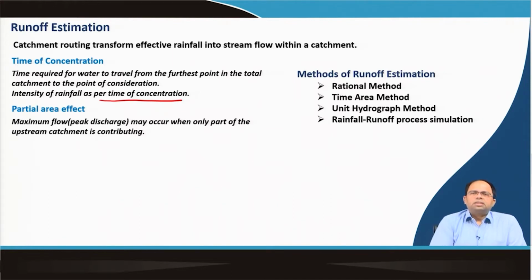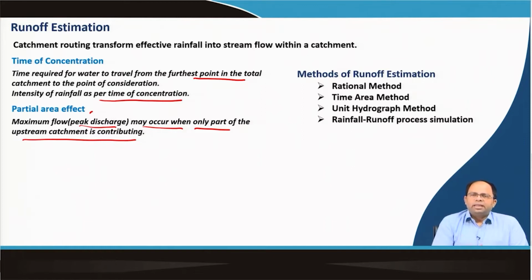We have also discussed the partial area effect, where the maximum flow or peak discharge may occur when only part of the upstream catchment is contributing. We said earlier that we consider the time required for water to travel from the farthest point of the total catchment, because that means the entire catchment's water will be coming to the point of consideration. But that is not the case with the partial area effect. In the partial area effect, the maximum discharge may occur when only part of the upstream catchment is contributing. Why?